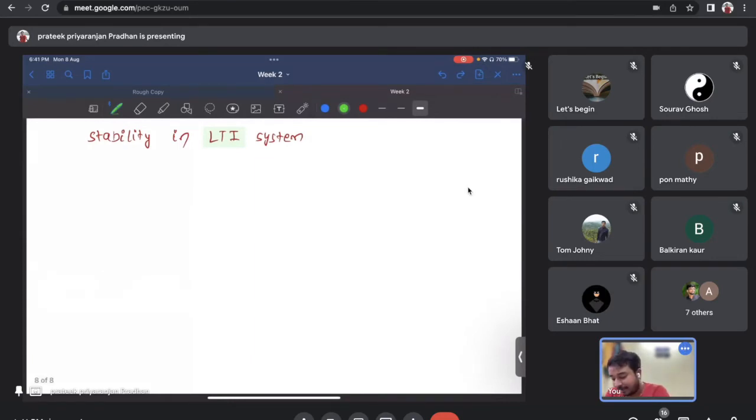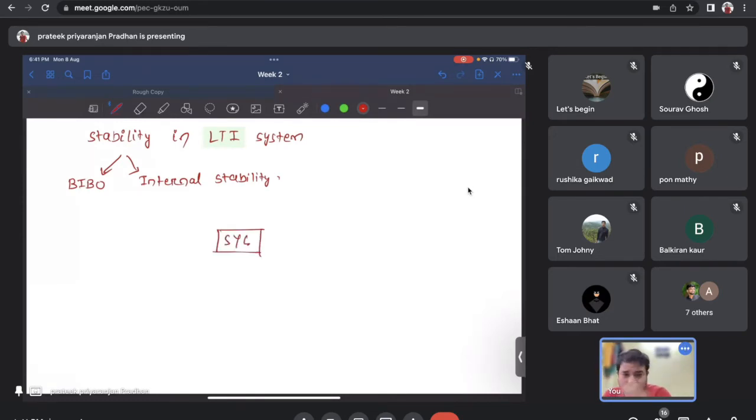So the stability in an LTI system, because the nonlinear part is not covered in this syllabus, you will be encountering only LTI systems. There are two kinds of stability. One is BIBO stability and another is internal stability.